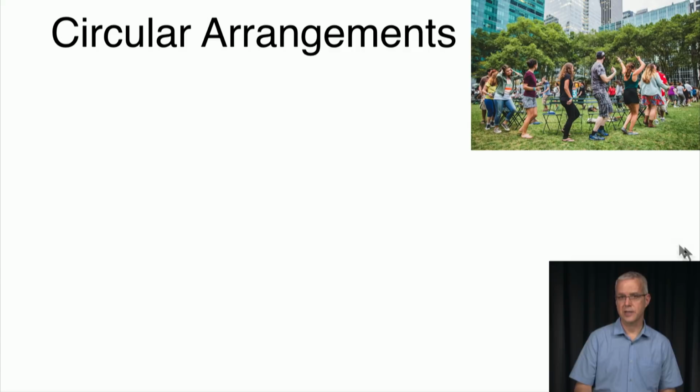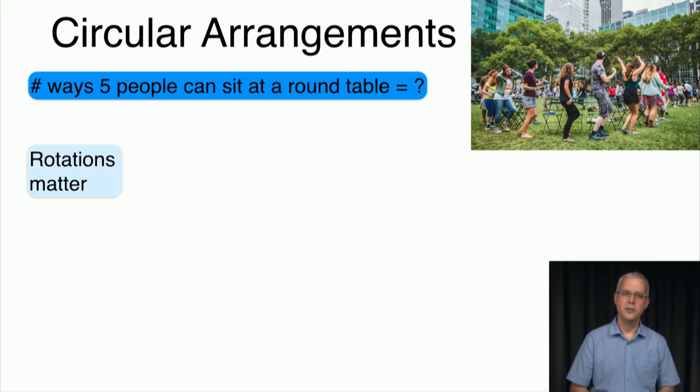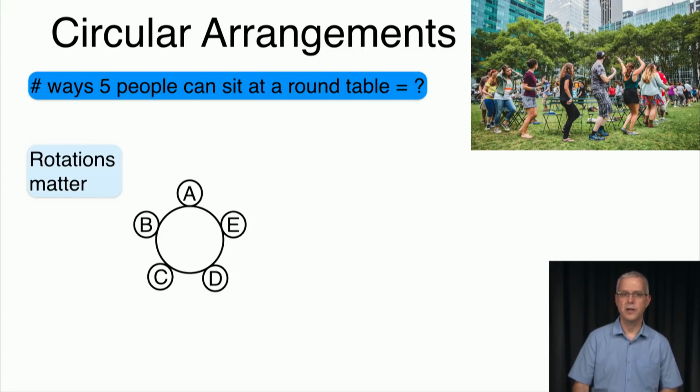objects in a circle, as we have seen in the title's picture for this talk. And so, for example, if we ask how many ways can you arrange 5 people at a round table, then you need to specify whether rotation matters or not. So, for example, here we have 5 people named, say, A, B, C, D, E, and they're sitting in this arrangement.